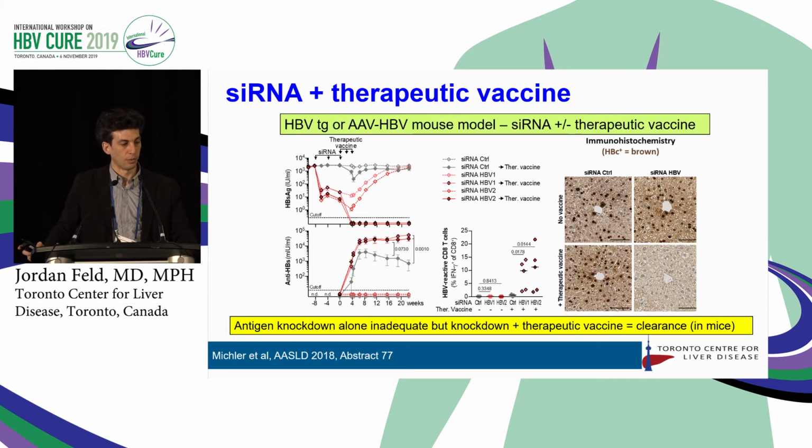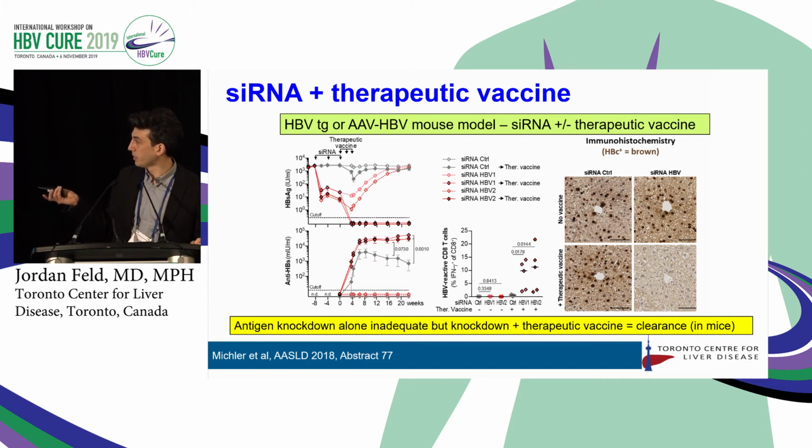And so most of you will have seen these data that were presented last year at AASLD from Uwe Protzer's group, showing in either an HBV transgenic or the AAV-HBV mouse model that when you use siRNA to knock down antigen levels, you see that enhances the effect of a therapeutic vaccine, which both things alone had a fairly modest effect. But when you knock down with siRNA, you get a deeper suppression of S antigen, and it's actually only when you first knock down with siRNA and then give the therapeutic vaccine that you get off-treatment clearance, at least in this mouse model.